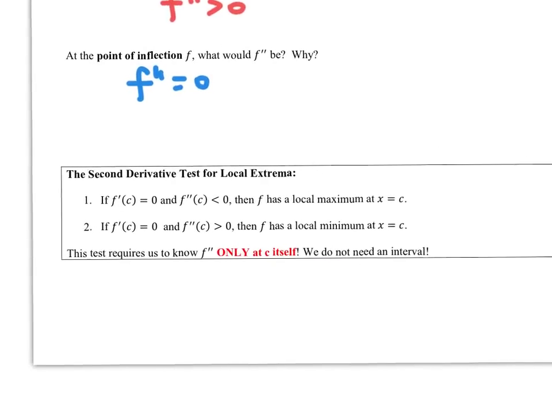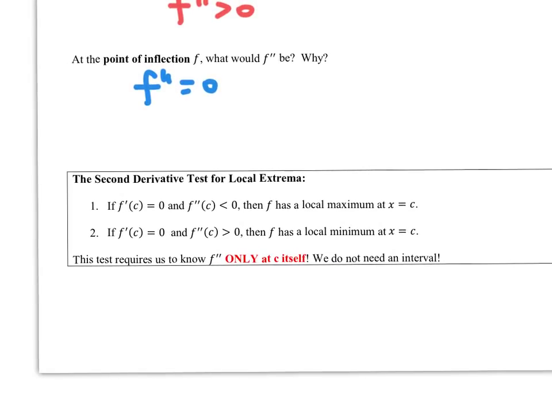The second derivative test says, if f prime is equal to 0 and f double prime is less than 0, then f has a local maximum at x equals c. If f prime is equal to 0 and f double prime is greater than 0, then f has a local minimum at c. This test requires us to know f double prime only at c itself. We don't need an interval. We just need that value.